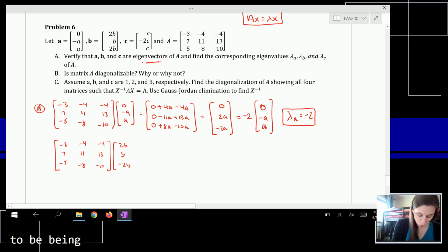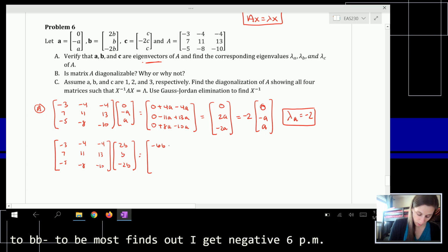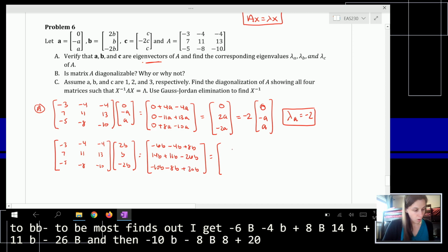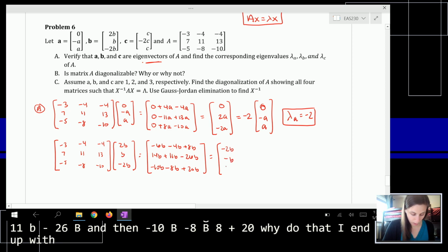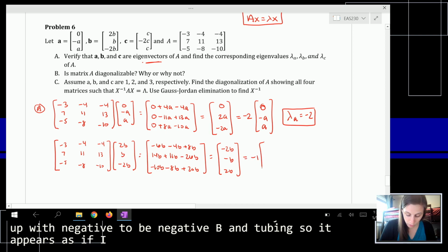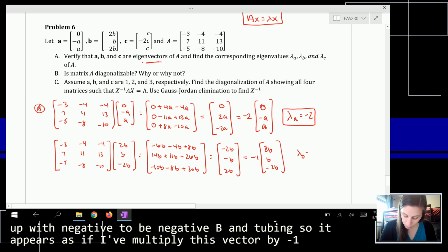Two b, negative 2b. Multiplying this out, I get negative 6b minus 4b plus 8b, 14b plus 11b minus 26b, and then negative 10b minus 8b plus 20b. When I do that, I end up with negative 2b, negative b, and 2b. So it appears as if I've multiplied this vector by negative 1. Therefore, lambda b is negative 1.